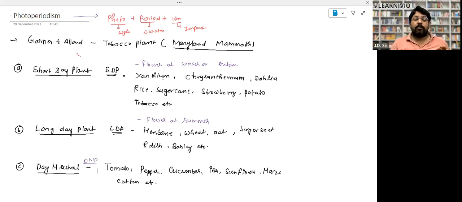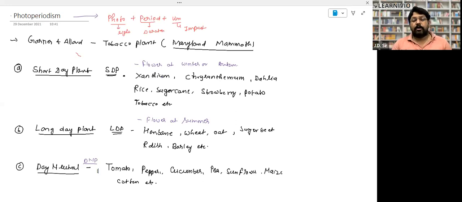Very important: on which plant was the photoperiod discovered? This question has been asked in the NEET exam. Garner and Allard were the two people who discovered the photoperiod, that is, that the duration of the light is important for the flowering of the plant. They discovered this in the tobacco plant. The name of that tobacco plant was Maryland Mammoth. So basically the question was where the photoperiod was discovered. It was discovered in Maryland Mammoth, the tobacco.